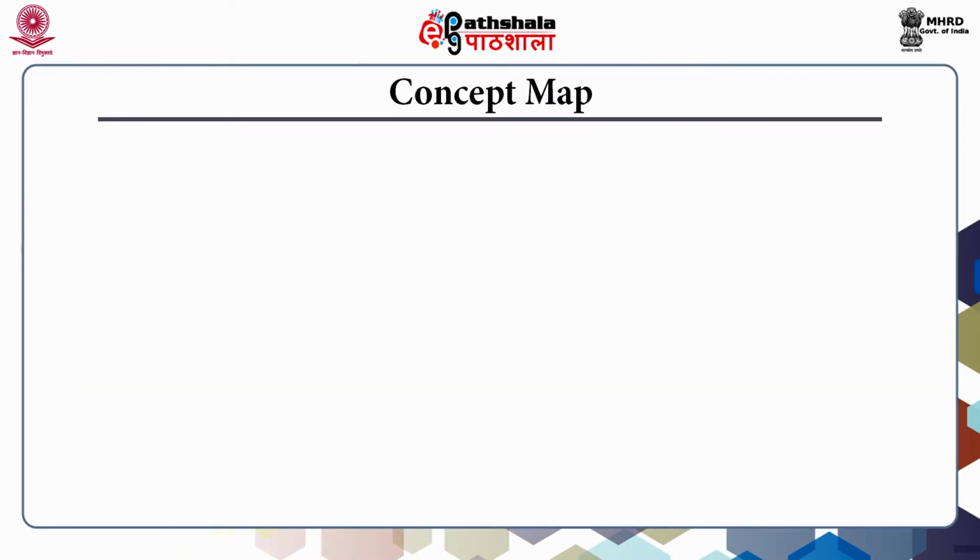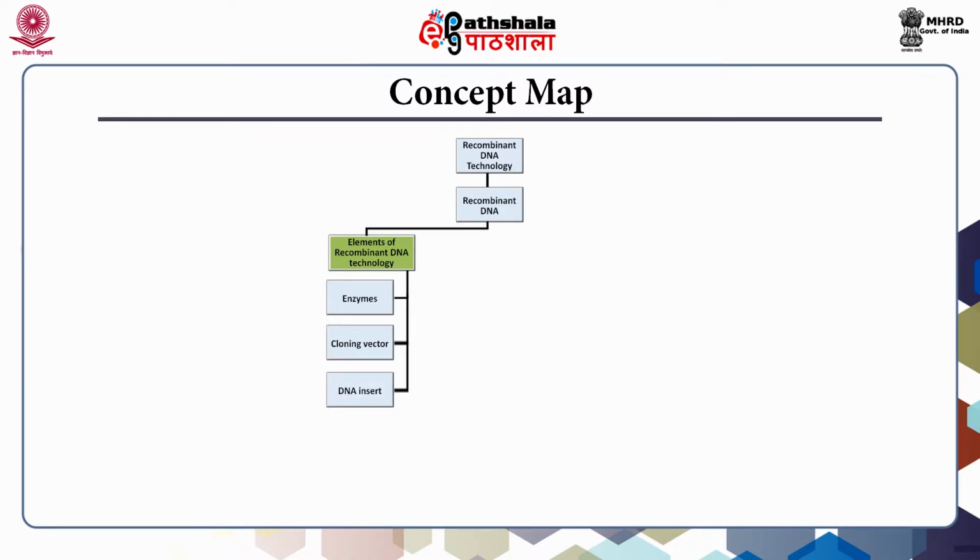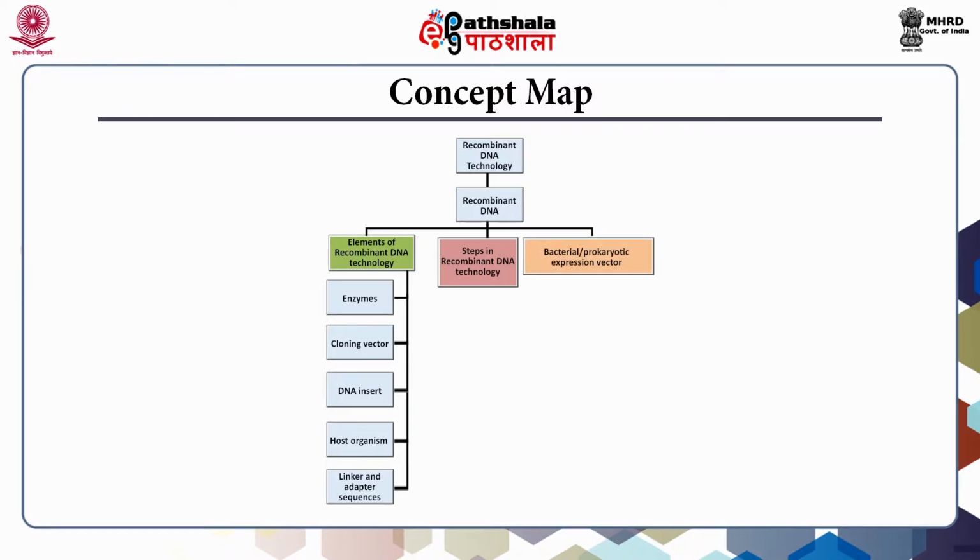The present slide shows the concept map that will be followed in this lecture. The lecture is broadly divided into 3 sections. In first section, we will know what are the requirements of recombinant DNA technology. These could be enzymes, vectors, DNA inserts, hosts, and many other requirements. And in second section, we will focus on understanding the major steps involved in recombinant DNA technology. In third or last section, we will discuss the bacterial or prokaryotic gene expression system and its advantages.